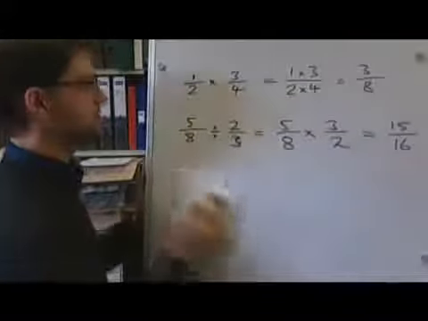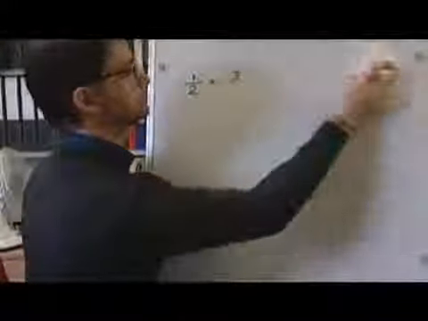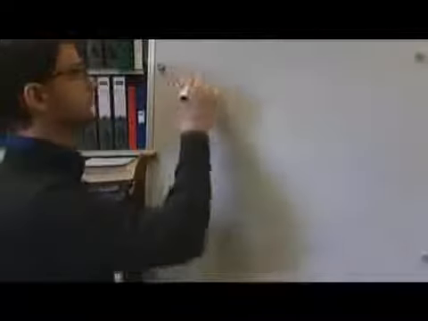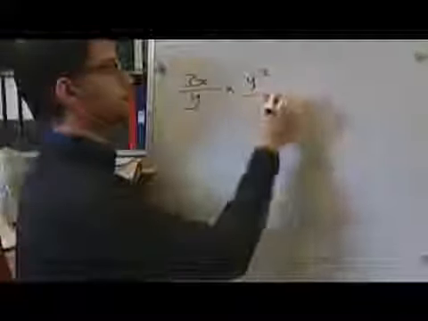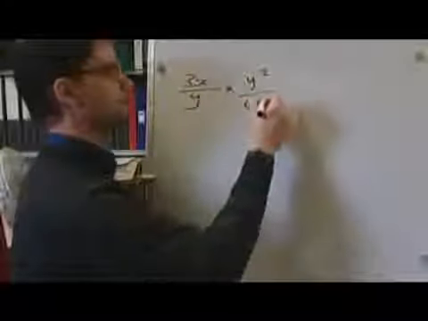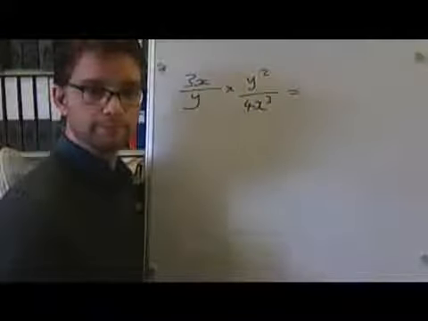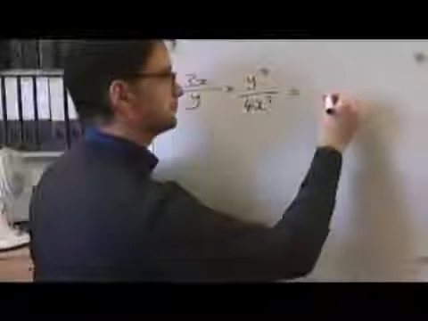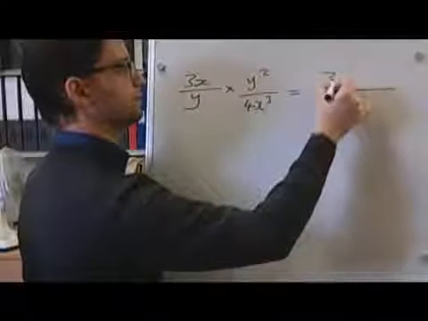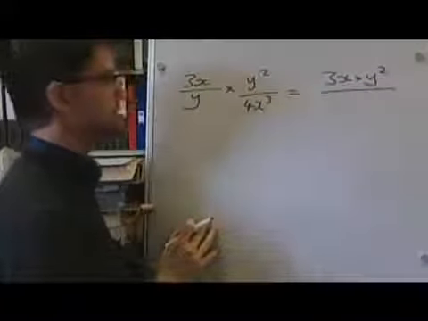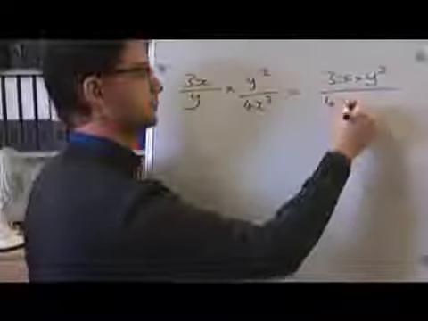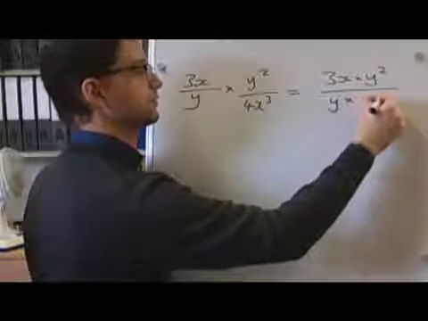Doing it with algebraic fractions is just the same. So if I've got 3x over y times y squared over 4x cubed, well, the same thing applies as before. I do the top times the top: 3x times y squared. I do the bottom times the bottom. So I do y times 4x cubed.